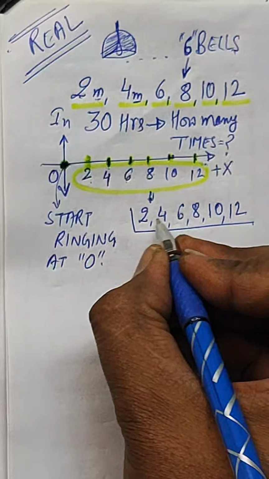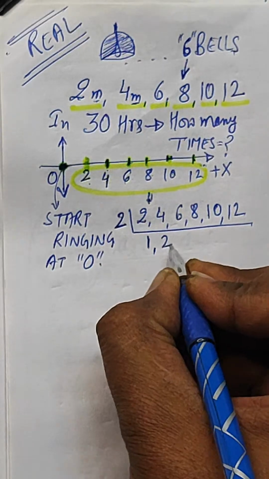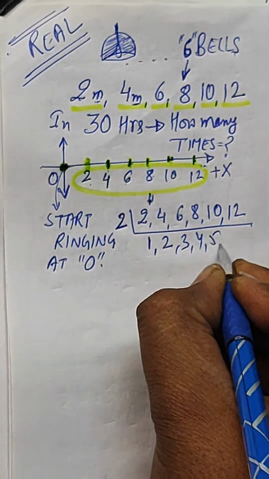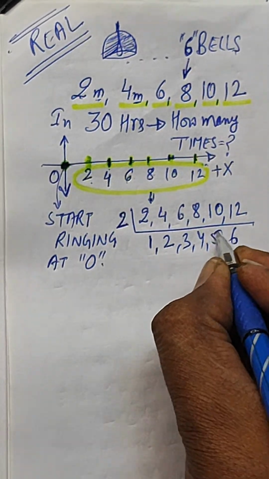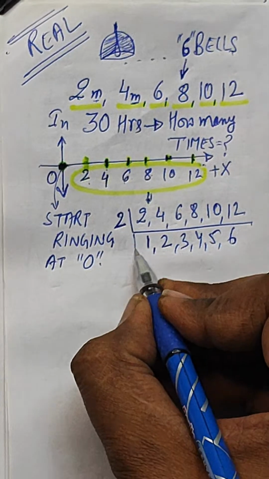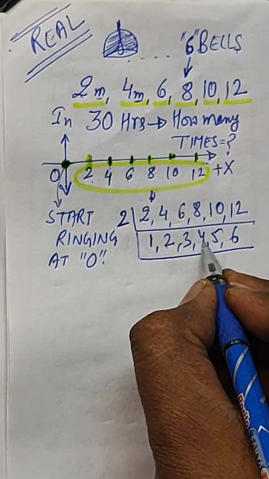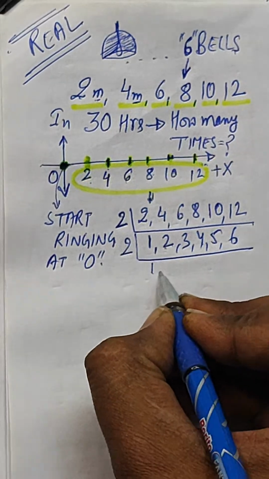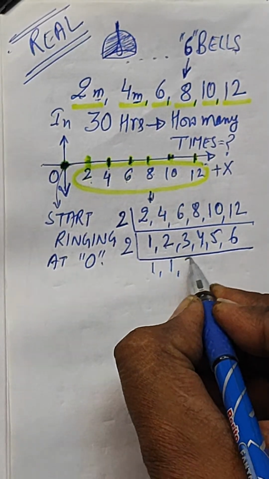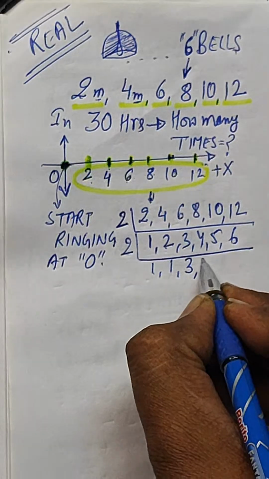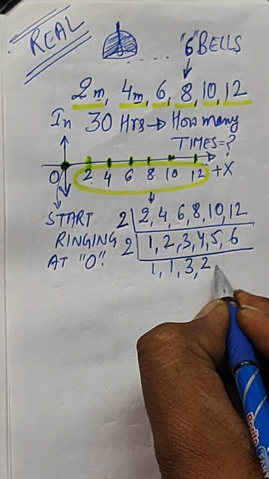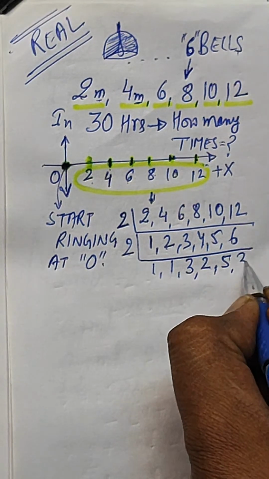From 2: 2 ones are 2, 2 twos are 4, 2 threes are 6, 2 fours are 8, 2 fives are 10, 2 sixes are 12. All this is in the table of 2, isn't it? Now after this, 2 can again be taken: 2 ones are 2. 3 will not be divisible by 2. Then 2 twos are 4. Then 5. Then 2 threes are 6.